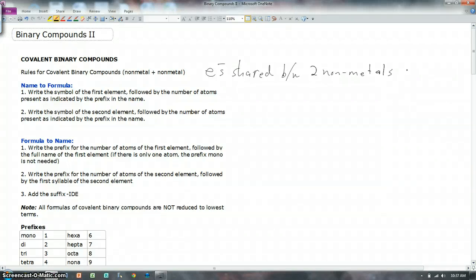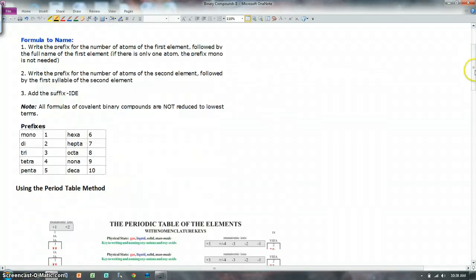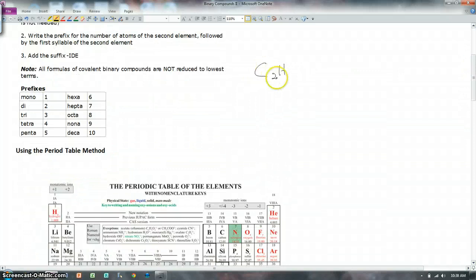All formulas of covalent binary compounds are not reduced to lowest terms, and this is important as we start doing Lewis diagrams later in the unit. Because there's this sharing of electrons, there's no lattice structure of repeating units, and so they're individual molecules. C2H4, for example, is a very different molecule than C4H8. Even though they can both be reduced to CH2, it doesn't work that way.